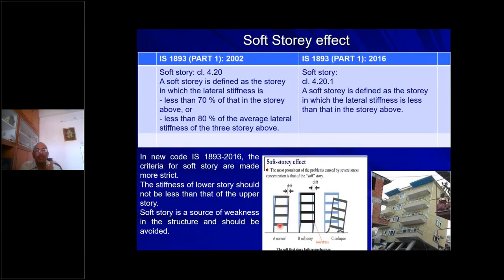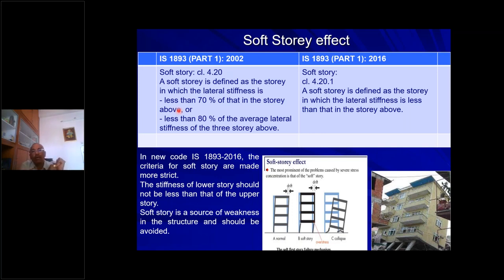Now coming to another effect, that is the soft story effect. Previously, the code's soft story clause is like this. The soft story is defined as the story in which lateral stiffness is less than 70% of the story above, or less than 80% of the average lateral stiffness in the 3 stories above. So that means even if some of the stories above a particular story have slightly less stiffness, it was accepted in the old code of practice.